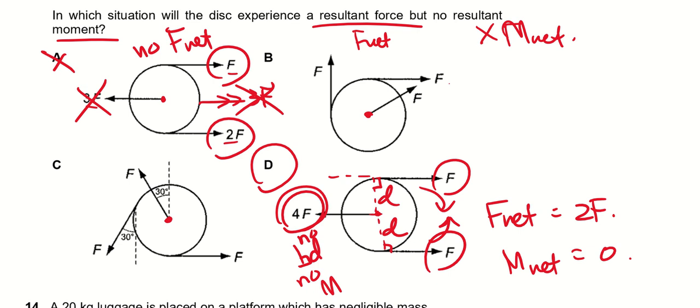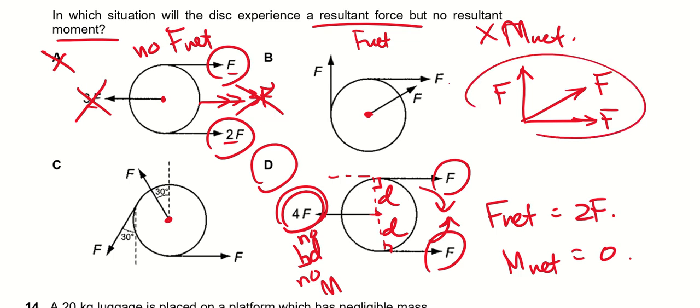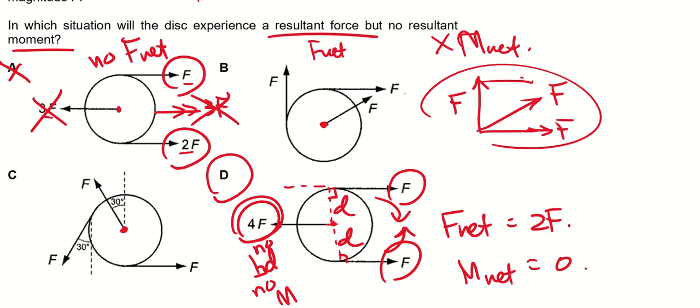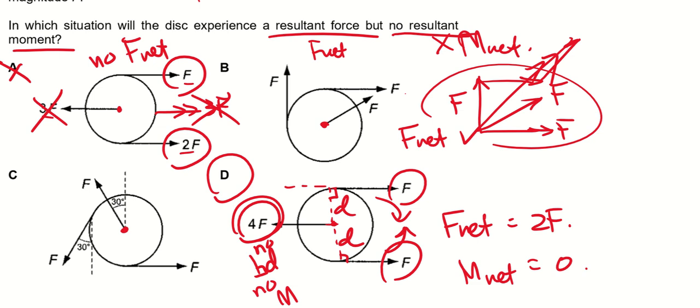Okay, so will this have a resultant force? It seems like there will be a resultant force because if I were to draw, or just roughly draw, my vector diagram, which is actually my free body diagram, and do tip to tail, there is actually a resultant force. So for this, there is a resultant force, yes. But do we have no moment? Okay, so this force is out.